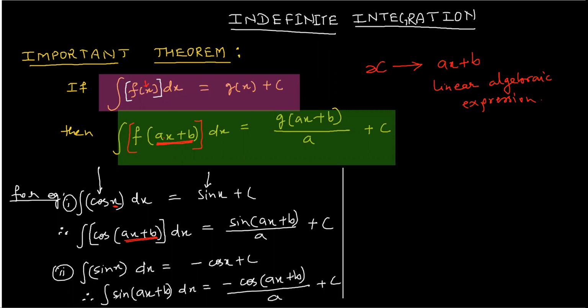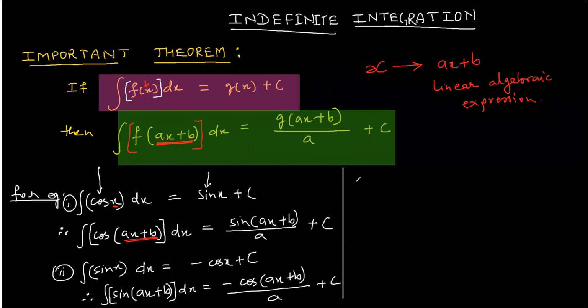Okay. So is the case here. Sine of ax plus b. So here also this x will be replaced by ax plus b and the whole thing is divided by the coefficient of x. You have to divide by coefficient of x.